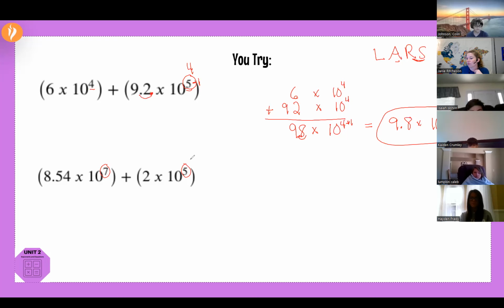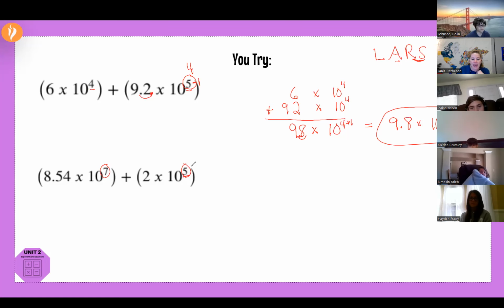Rylan said 7 and Isaiah said 5 at the same time. All right, Ashlyn just gave the tie-breaking vote. She said 7, so we're going to do a 7.